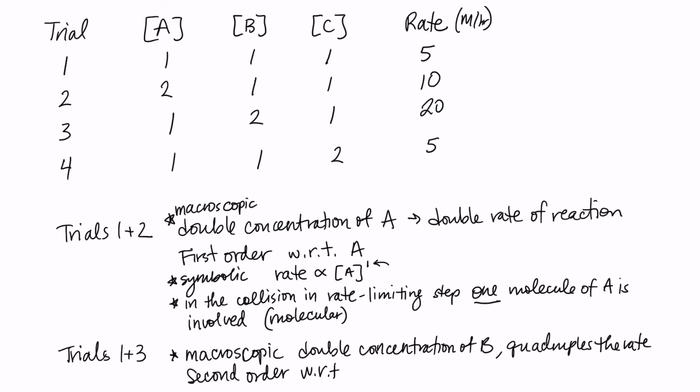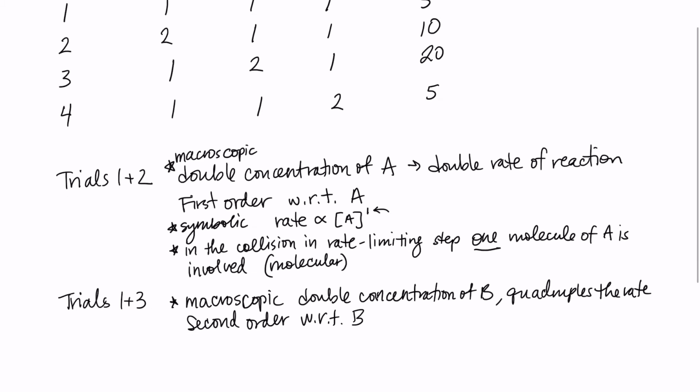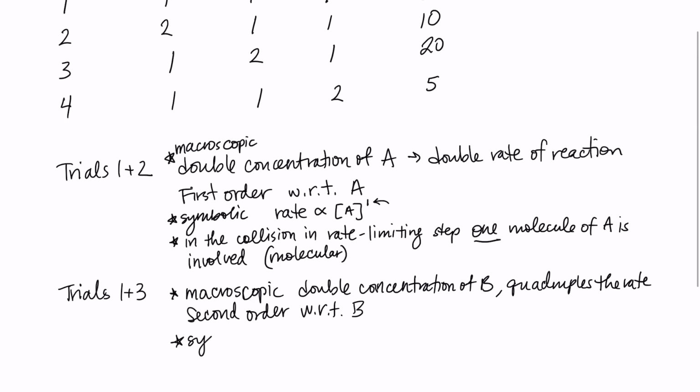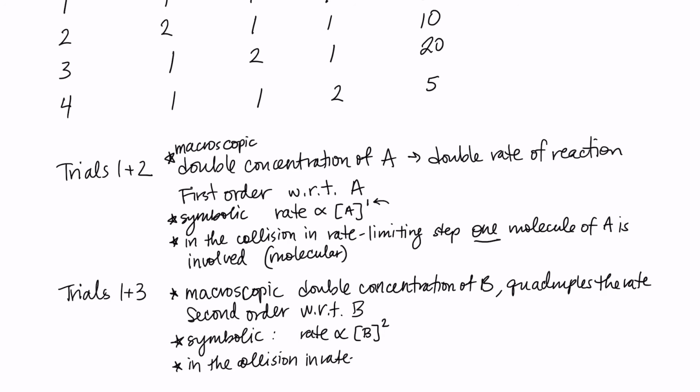with respect to B. If we wrote this out symbolically, we would say the rate is proportional to the concentration of B raised to the second power. That 2 there is telling us this is second order. And finally, in the collision in the rate limiting step, we need 2 molecules of B.